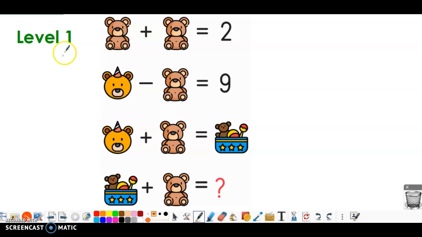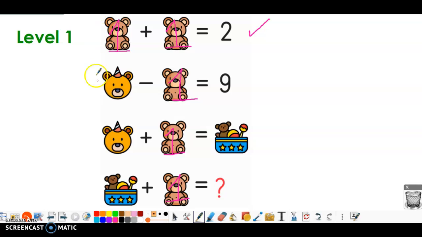Okay, so level 1, we are trying to figure out what the question mark is, that's our end goal. So we're going to look at what we're given up here, and figure out where to start in order to get that question mark. Since this is a level 1, we're going to start at line 1. So we've got teddy bear plus teddy bear equals 2. That should be pretty easy. Teddy bear equals 1, teddy bear equals 1, 1 plus 1 is 2, check. That means for every teddy bear you see, it's going to be worth 1. So I'm going to fill in this guy as 1, this guy as 1, and this guy as 1.